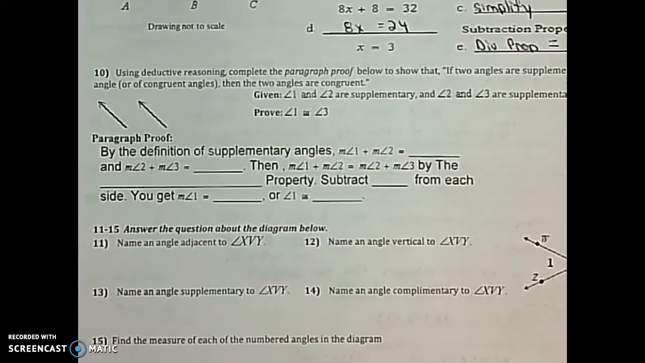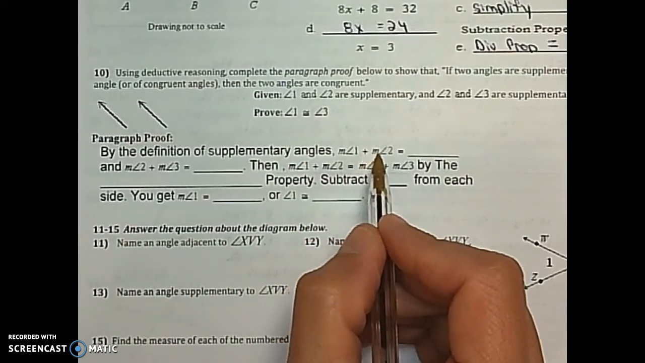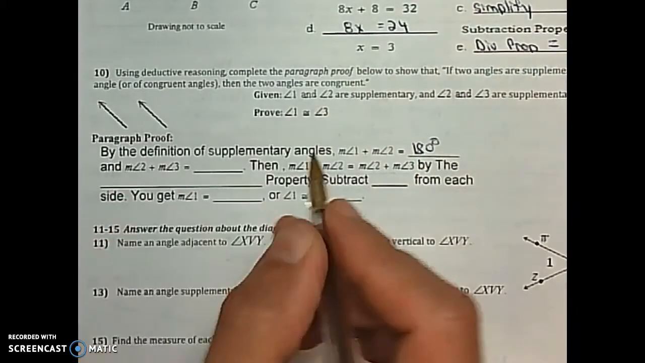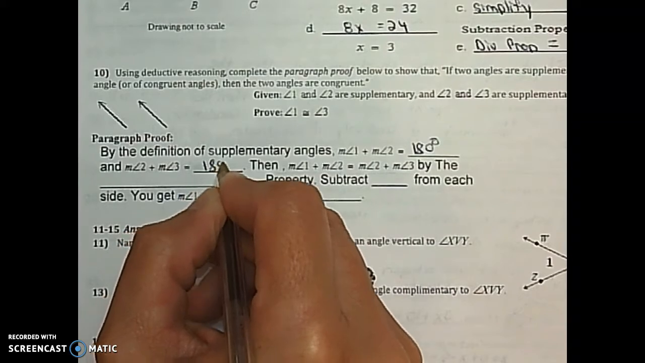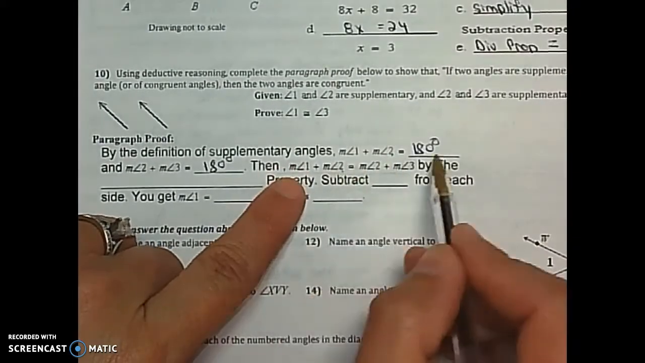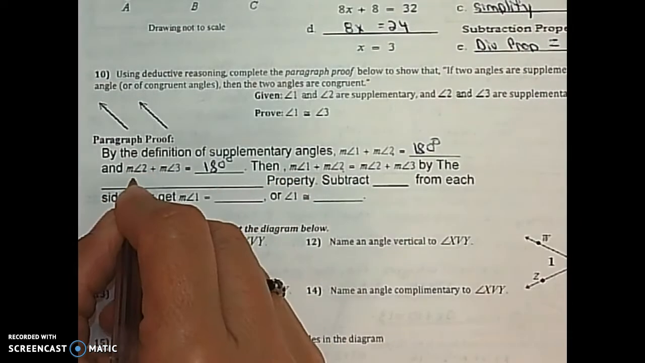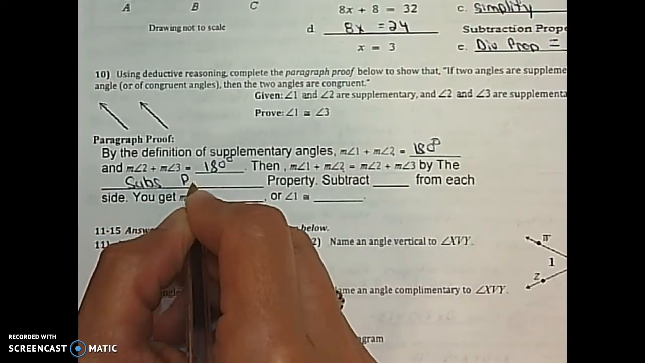All right, moving on to the next set of problems. This is a proof, but written a little bit differently. It's more in a paragraph format. It looks like maybe our picture got deleted as well. By the definition of supplementary angles, we know angle 1 and angle 2 equal 180 degrees. We also know that angle 2 and angle 3 would equal 180 degrees. Then notice I still have angle 1 and angle 2, but in place of that 180, I put the measure of angle 2 plus the measure of angle 3. So that's that substitution property.